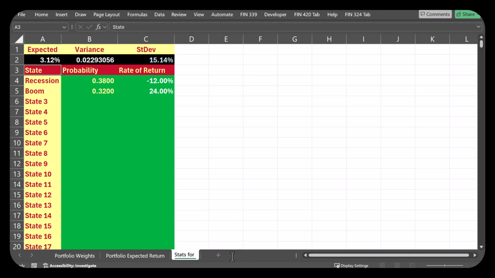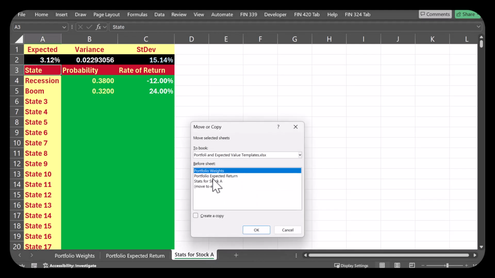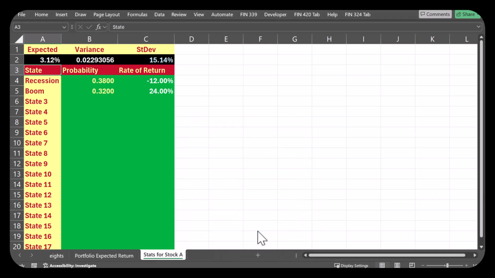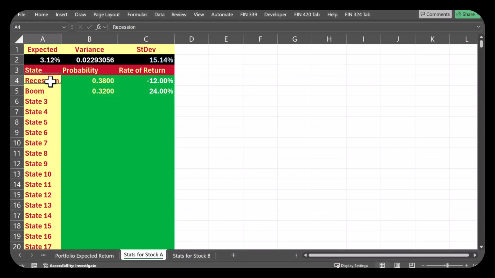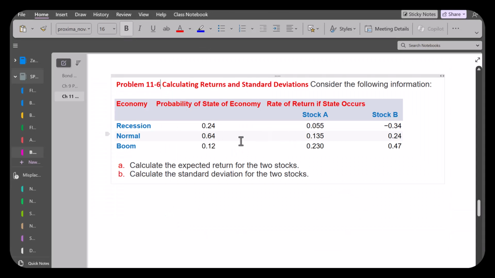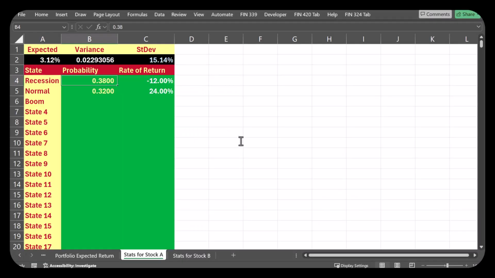I'm gonna call this stats for stock A. I'm gonna make a copy of that. Stock B. All right. There are three states, and they are recession, normal, and boom. And the probabilities are 0.24, 0.64, 0.12.